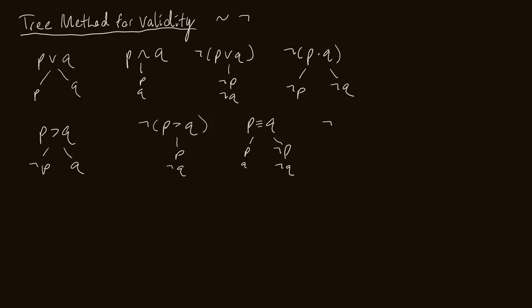Likewise, if we have not P if and only if Q, well, that's the case when one parameter is of one parity, so one parameter is true and the other is false. So this would be P and not Q, or not P and Q.